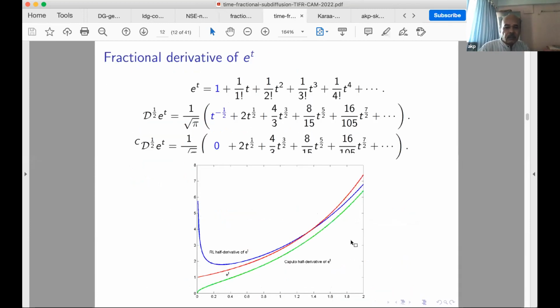All right, so now you can see three of them. In the Caputo derivative, you can see that there is no singularity in this case. This is your e^t, and this is going to be the Riemann-Liouville derivative, D to the power half, acting on e^t, and the last one is going to be your Caputo derivative of e^t. So there is no singularity, it has been removed.